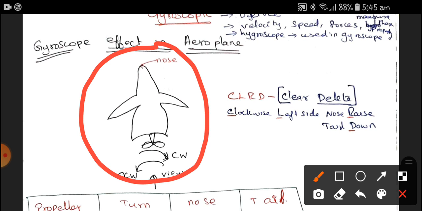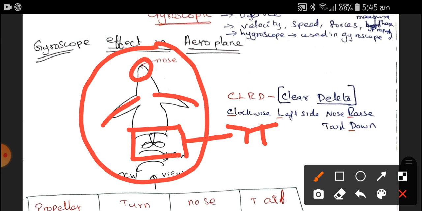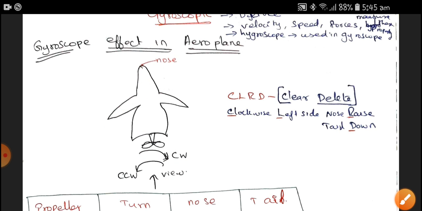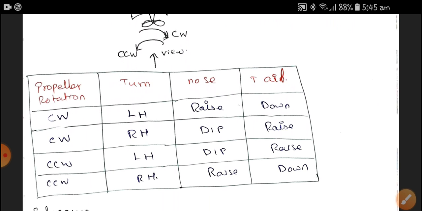If this is an aeroplane, it has a rotor of an engine at the back, and this is called the tail, and this is called the nose. This is the wings and this is the body. The engine can rotate in both clockwise and anti-clockwise directions. First, viewing from the tail end, what will happen if the propeller rotates clockwise and turns right? The nose will rise and the tail will go down, and if it turns right hand side, the nose will dip and the tail will rise.